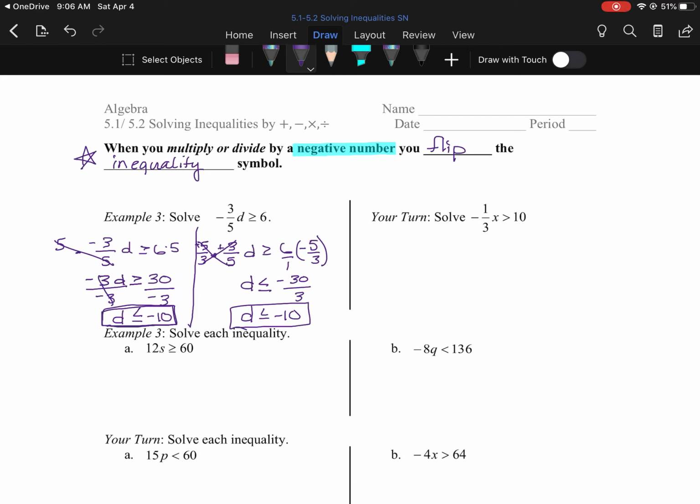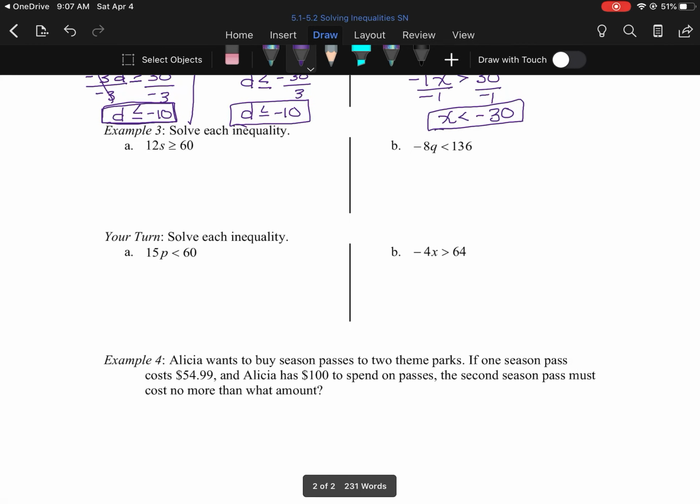So we got the same answer no matter how we did it. So take a moment and try the your turn. All right, so for this one, you should get x is less than 30. All right, next example. Example 3, we are flying right through this, almost finished today.